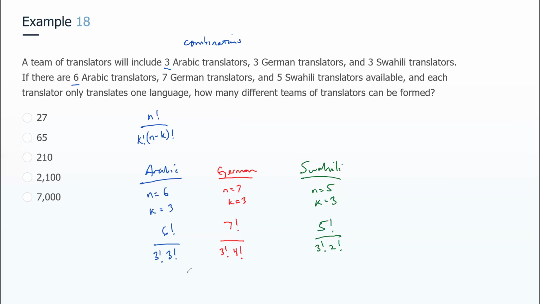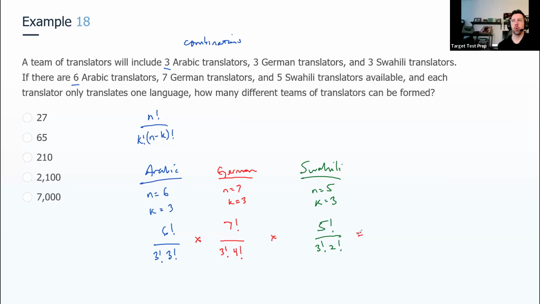Then you're going to multiply these three groups together. Why multiply? I don't know. Okay. Well, so you're right, and your intuition is right. So let's just finish it out.